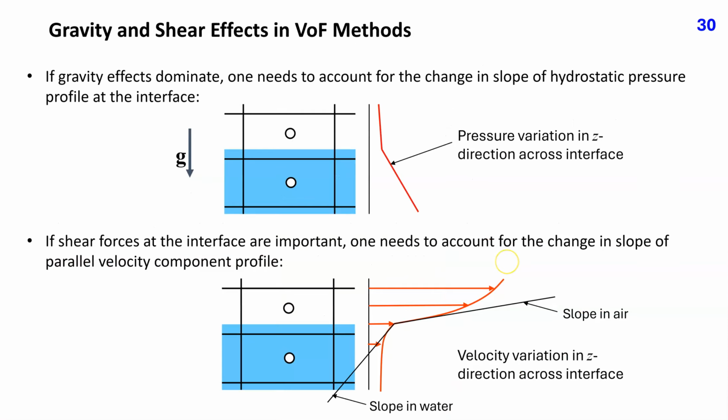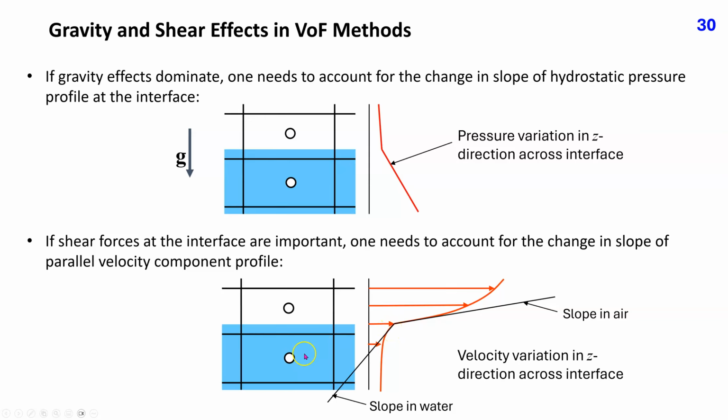If gravity effects in a free surface flow dominate, one needs to account for the change in slope of the hydrostatic pressure profile at the interface. This figure shows the pressure variation in z direction across the interface. A linear interpolation between pressure values at these two cell centers to determine the value at this face would produce a wrong result, because the slope in pressure variation changes suddenly at the free surface. If shear forces at the interface are important, for example, when the velocity in the gas phase is much higher than in liquid, one needs to account for the change in slope of the parallel velocity component at the interface.